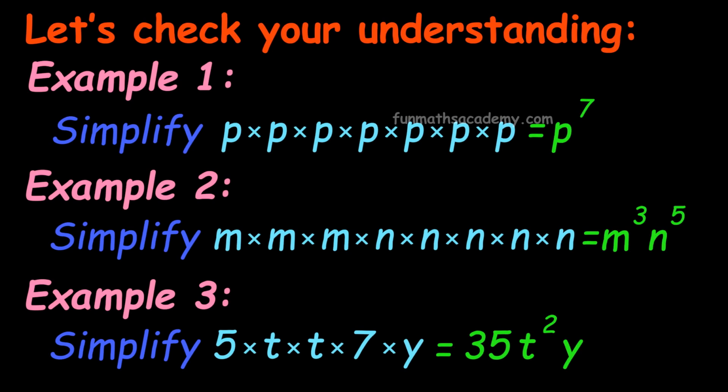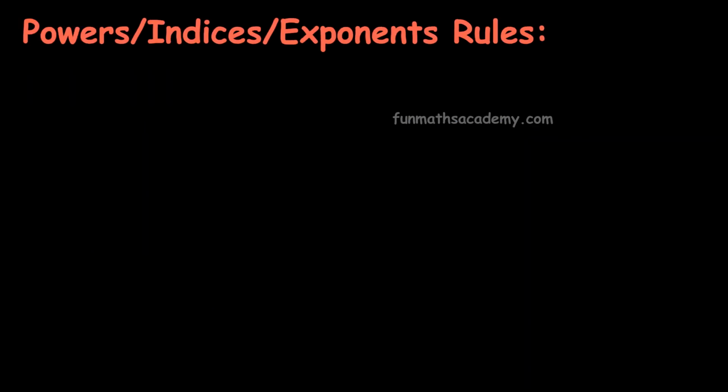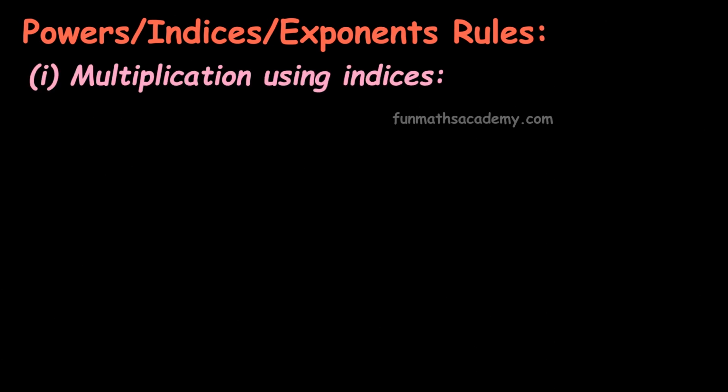Apart from these basic rules, you can also apply power rules when simplifying algebraic expressions. These rules help us simplify expressions that have powers or exponents. Let's go over them one by one. Multiplication using indices. When you multiply terms with the same base, the powers are added. Example, x power 4 times x power 2.